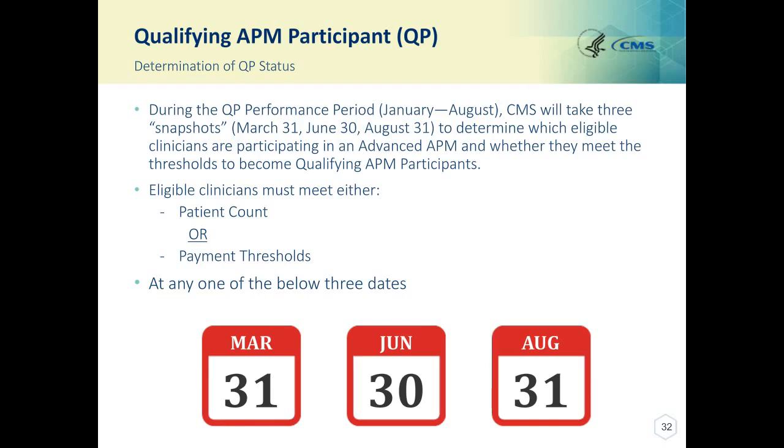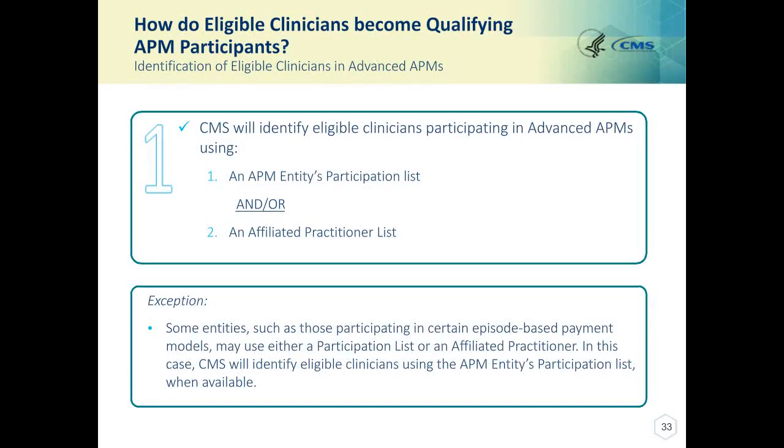So if you meet QP status on the first snapshot, you'll be a QP for the rest of the year. The same holds true if you miss the March 31st snapshot and the June 30th snapshot, but get the August 31st, you're a QP. All right, we'll move on to the next slide here.